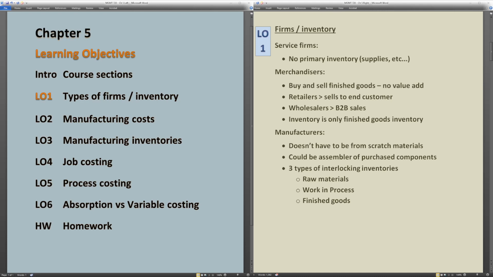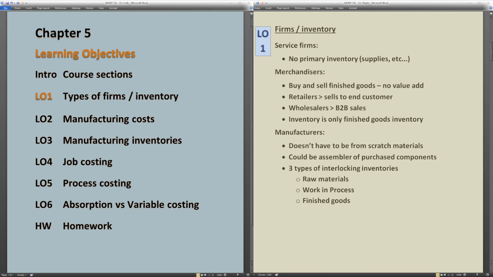So we have three different types. We have service firms, merchandisers, and manufacturers. From an accounting point of view, we say service firms are ones that do not buy and sell inventory. They're doctors, lawyers, that sort of thing. It's not to say that they don't have any inventory accounts. They could have supplies accounts or other sort of minor inventory accounts, but their main business is not to buy and sell inventory. So service firms have no primary inventory.